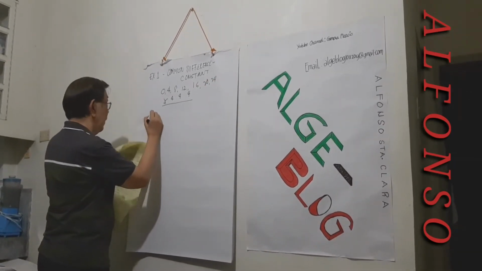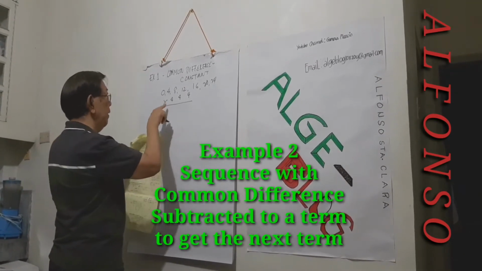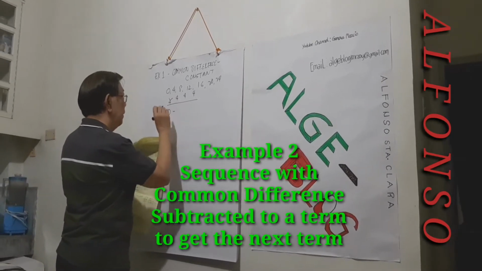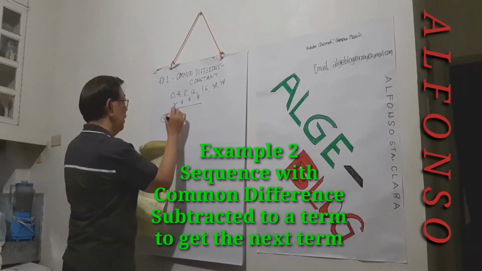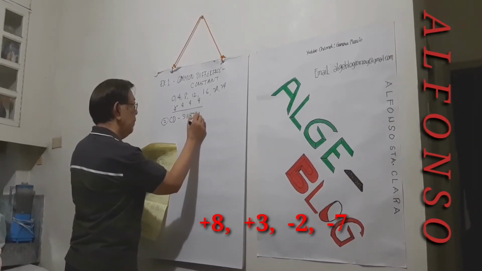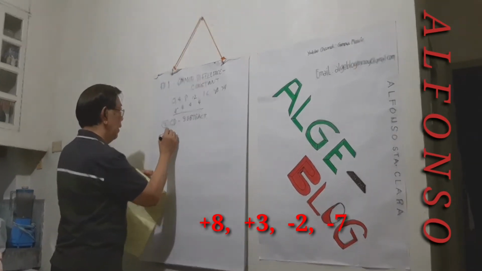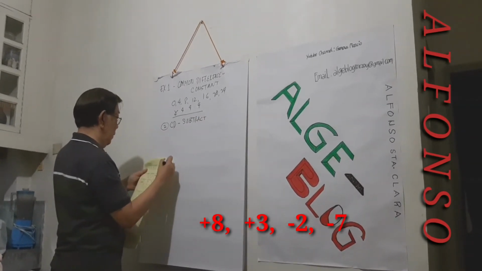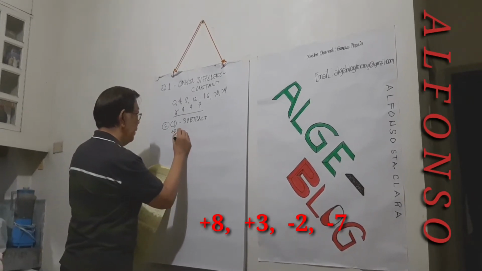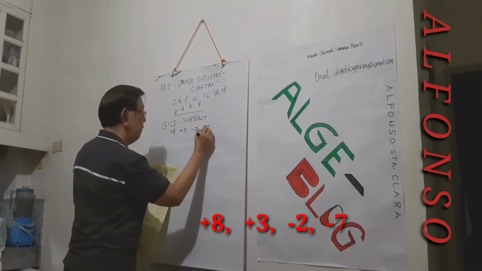Okay. The second example is a common difference, we'll call this CD, but instead of adding to the next number, we subtract. Okay, we subtract a common difference. So the example is plus 8, plus 3, minus 2, and minus 7.